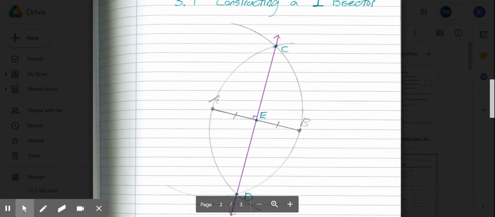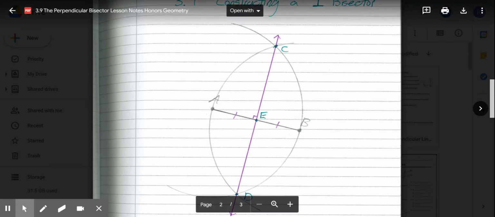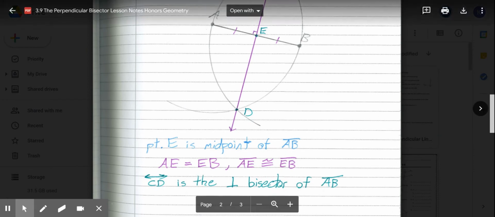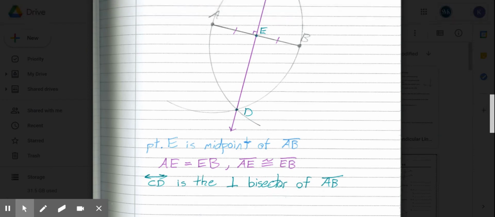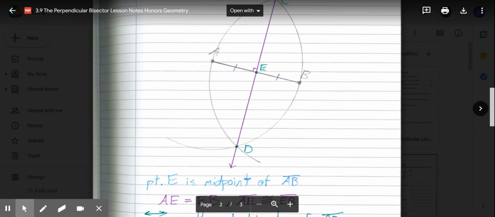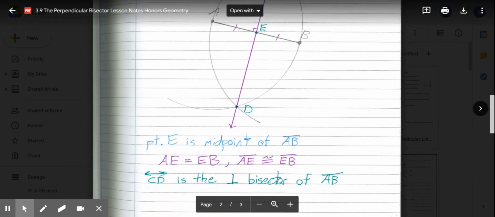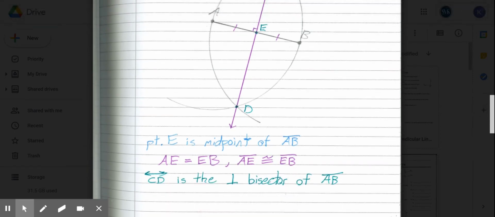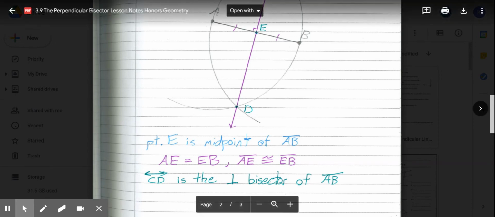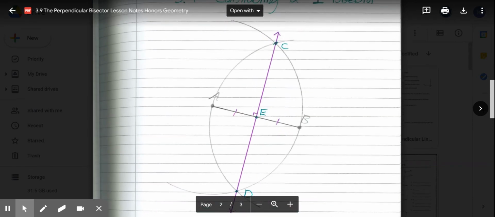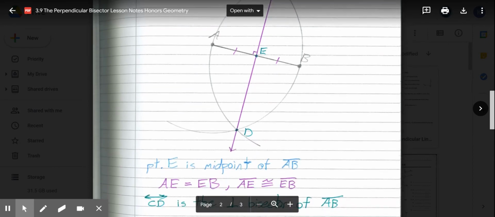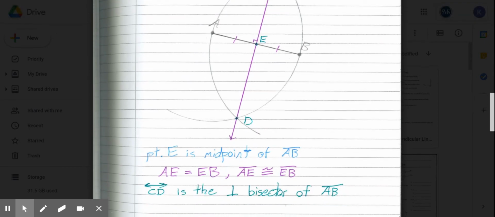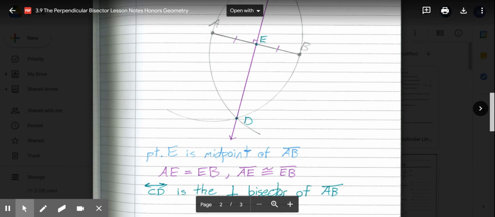Once we've constructed a perpendicular bisector, we now know a few things about that drawing. In my drawing, point E is the midpoint of AB, because that's where it crosses through. The distance from A to E equals the distance from E to B, which means segment AE is congruent to segment EB. And the line that we drew, line CD, is the perpendicular bisector of segment AB.